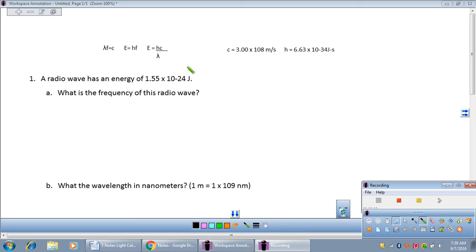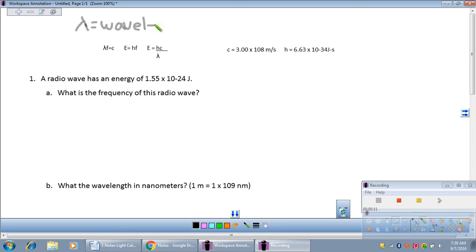This recording is about light calculation. What I want to start off with is defining the variables we will be using in light calculation. Lambda is for wavelength. F is for frequency. And E is for energy.